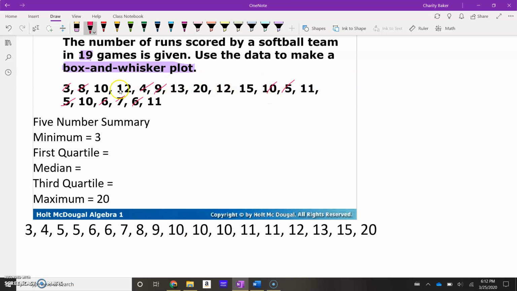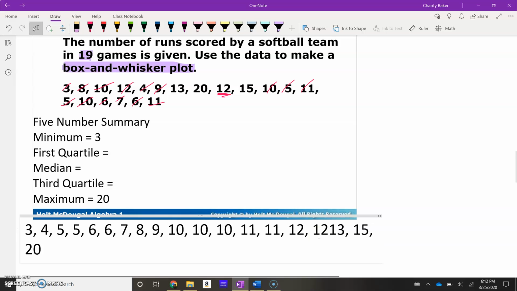10, 10, 10. I got all 3 10s here. 11, 11. Okay. 12. Oh, there it is. There's supposed to be 2 12s. So I missed one of my 12s. It's very, very important, you guys, that you have all of the numbers before you start, because it'll mess up all 3 of your medians if you don't.